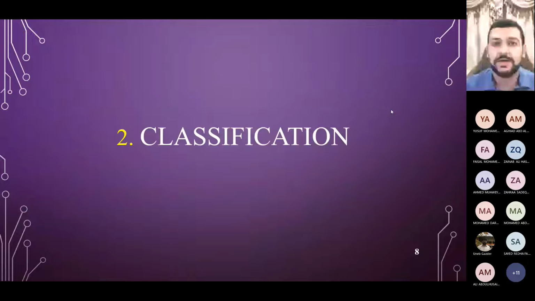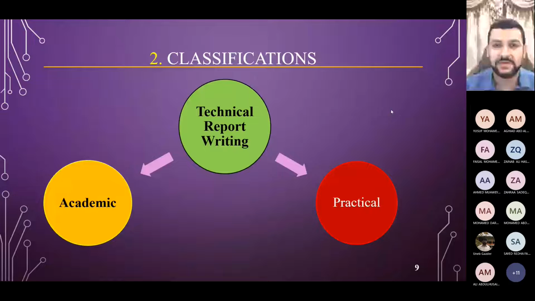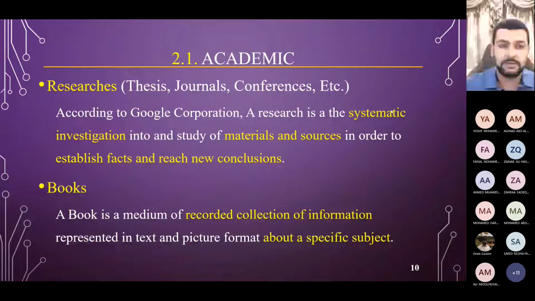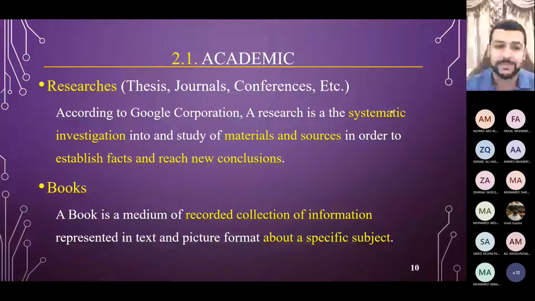To elaborate more on technical communication and reports, I would like to invite all of the audience to look at the illustration here. I basically found that we can classify it into two categories. The first category is the academic side of writing, and the other is the practical side of writing, which is basically our jobs and works and day-to-day uses. With respect to the academic, we mostly have two sections, which are researches and books. Research can come in many different shapes, for example theses, your bachelor thesis, my master's thesis, PhD thesis, journal papers, conferences, lectures. All of these items can be considered research.